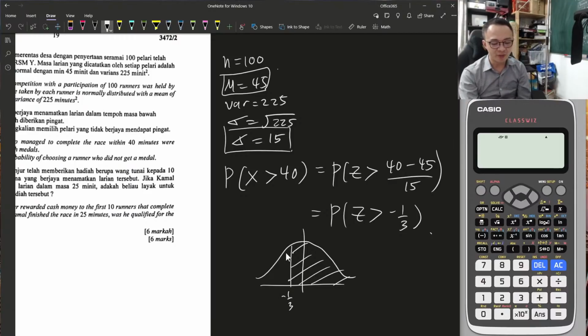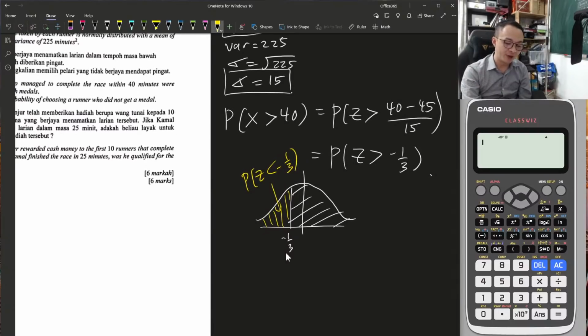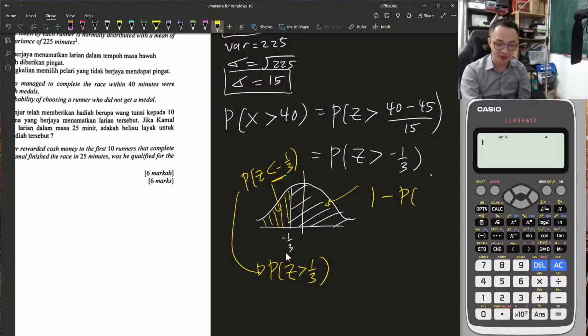This one is more than 0.5. You can't use the table directly. So you need to find the yellow color part. This part is called what? Probability z is less than negative 1 over 3. But if you learn this topic, you know less and negative happen at the same time. You can change them into z bigger than 1 over 3 because they have the same probability. So in order to get the so-called white color here, I need to use 1 minus probability z is bigger than 1 over 3. Then I can find this one at the table.